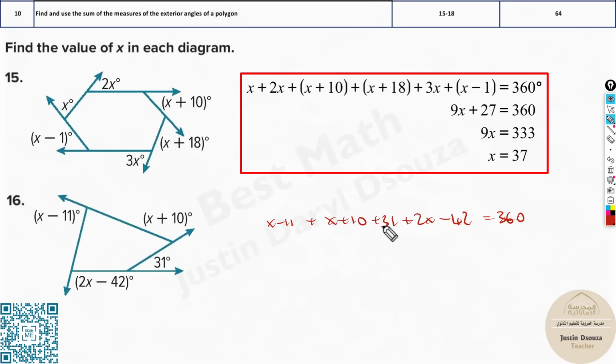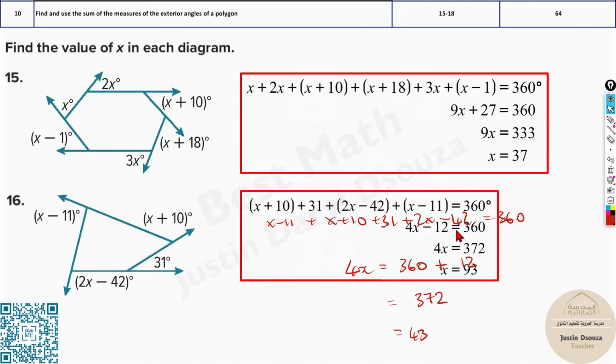So it's x plus 2x, so 4x will be equal to 360 minus what? Here we have 31, 41. 41 minus 42 would be minus 1, minus 12. But this is minus 12. When it goes to the other side, it becomes plus 12. So we have 360 plus 12, that's 372 here. So it's 40 times 4. 40 times 4 is 160. 43, I believe, is the correct answer. So x is 43 here.